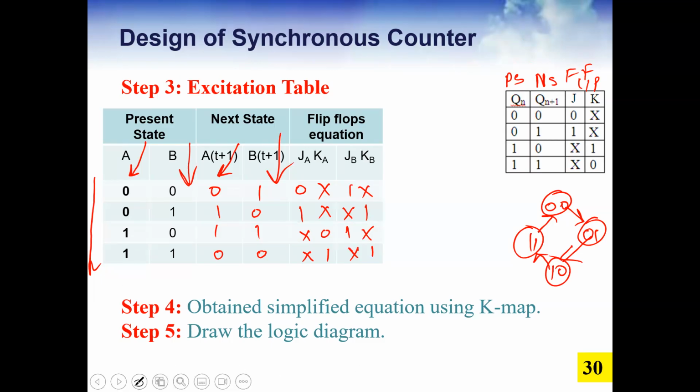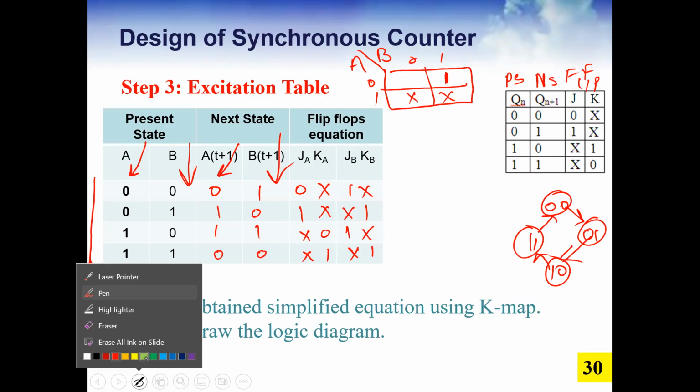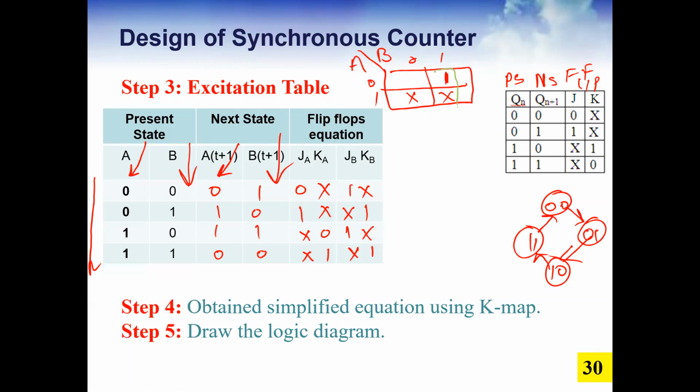So now we need to have the 4 K-maps. Quickly I am showing you. This is A and B, this is 0, 1, 0, 1. And then for JA, you can see you have only one minterm, which is at 0, 1, so it is here. Other than this, you have two don't cares. So these are the two don't cares. When you form this one, you can see that this is the group of one.